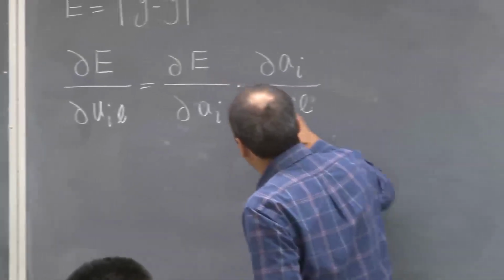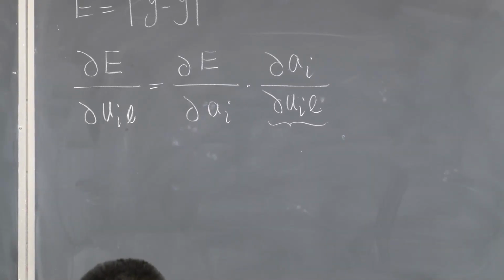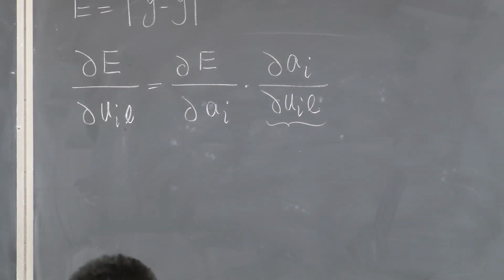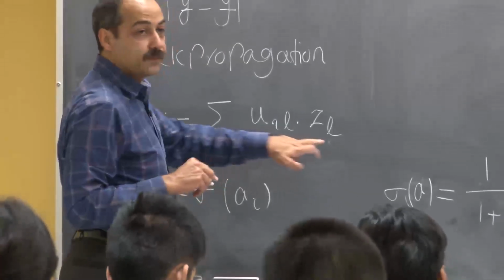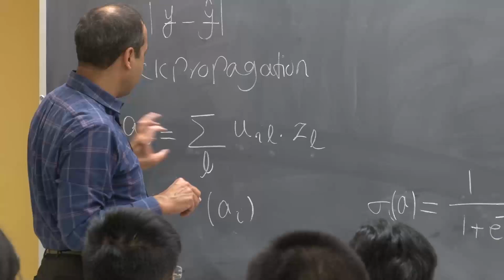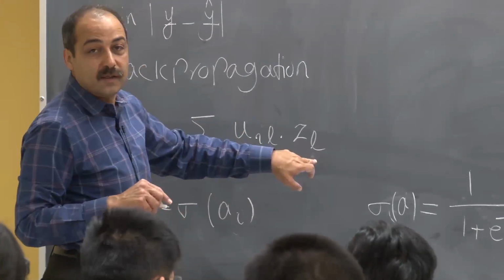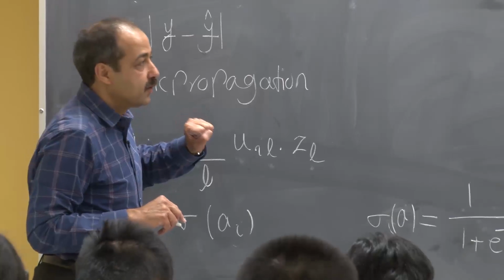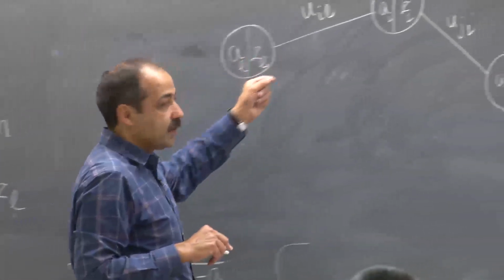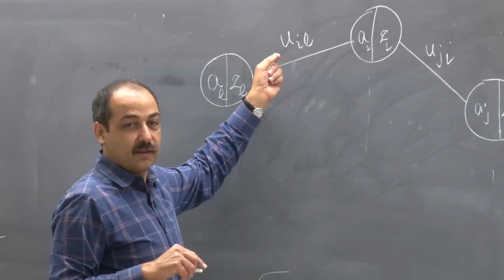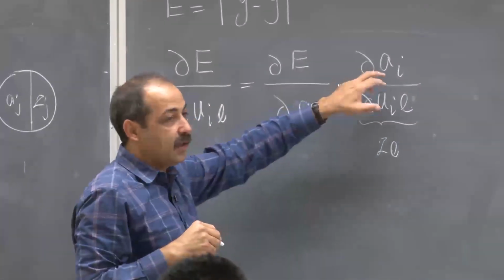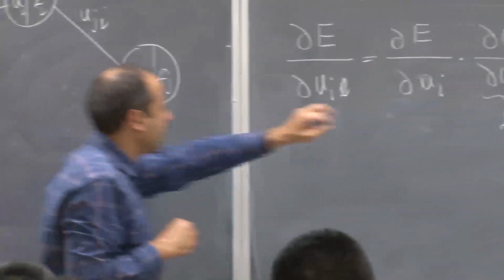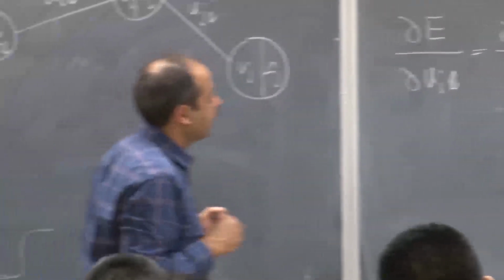What's the derivative of AI with respect to UIL? It is ZL. Because AI is just this summation. If I take the derivative of AI with respect to UIL, it's going to be ZL. In other words, this derivative means that I perturb this weight, and ask how the quantity AI changes if I perturb UIL a little bit. So this is ZL.